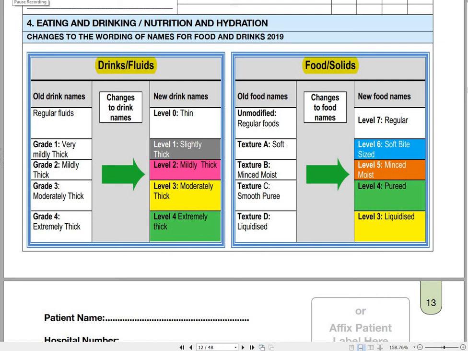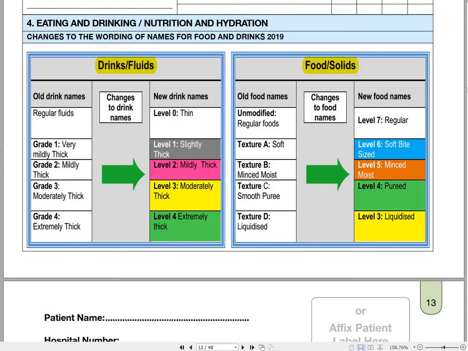This is ADL4, Eating and Drinking, or Nutrition and Hydration. This begins on page 12 of the nursing document. In Portiuncula, we changed the wording of names for food and drinks in 2019. We used the IDDSI framework for describing food textures and drink thickness to improve safety for individuals with swallowing difficulties.